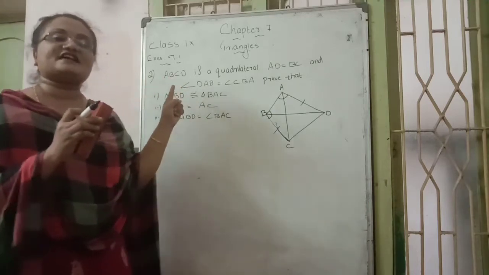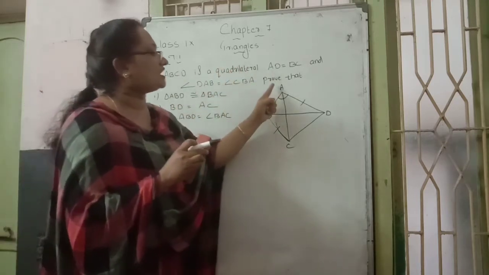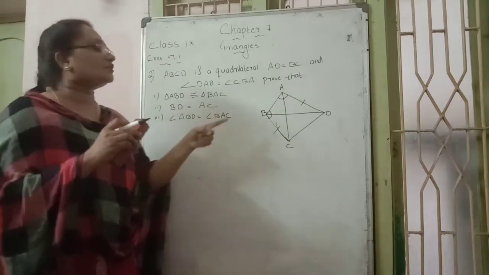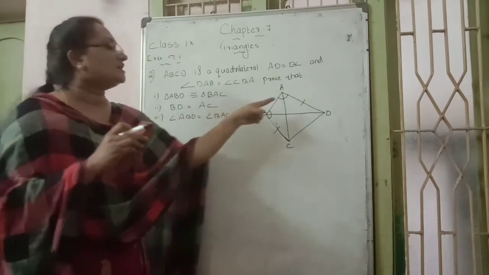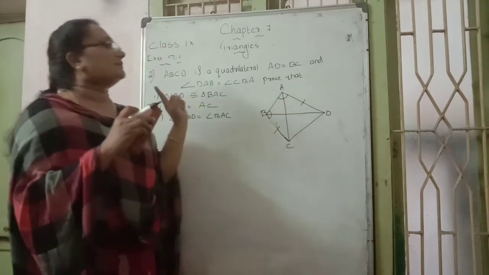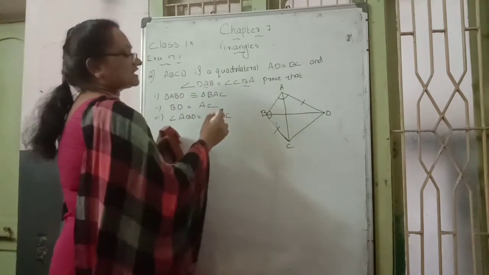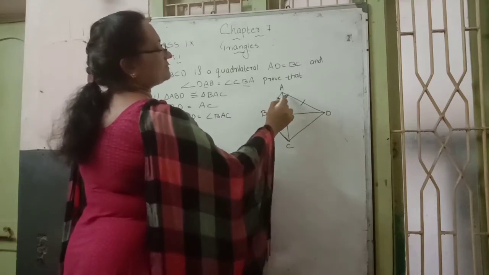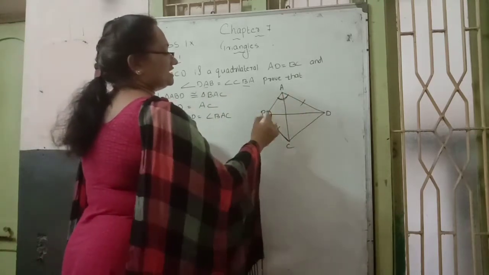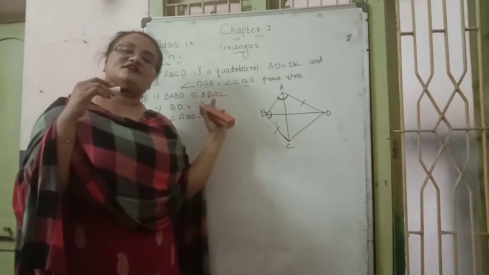Here, what is given: ABCD is a quadrilateral, and the sides AD and BC of that quadrilateral are equal. They have already given the diagram, and the marks on the lines represent equality. The angles are also given: angle A and angle B are equal. That is why in the diagram they marked angle DAB and angle CBA as equal. This is given in the question.